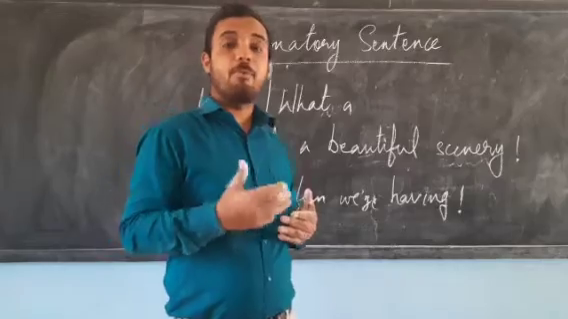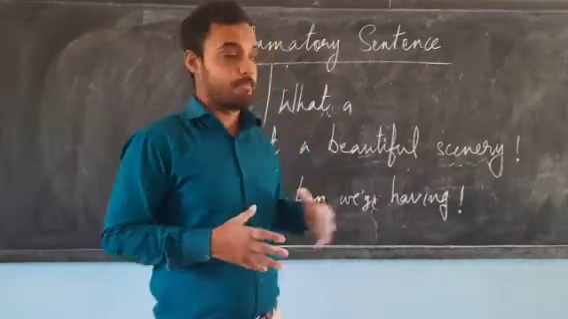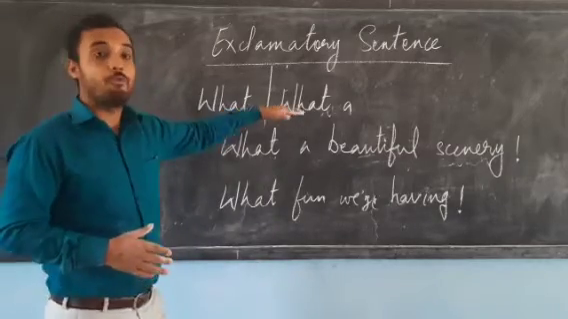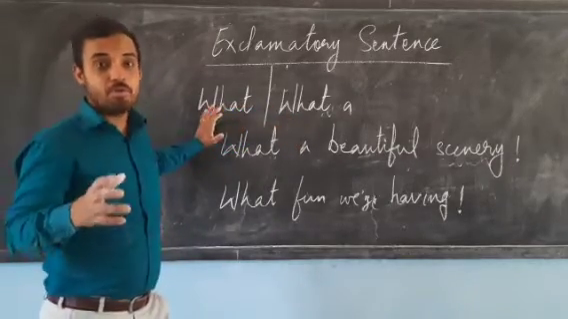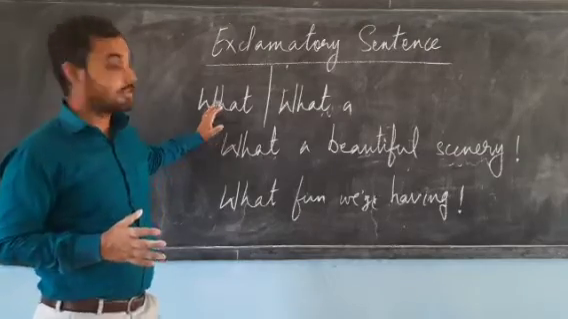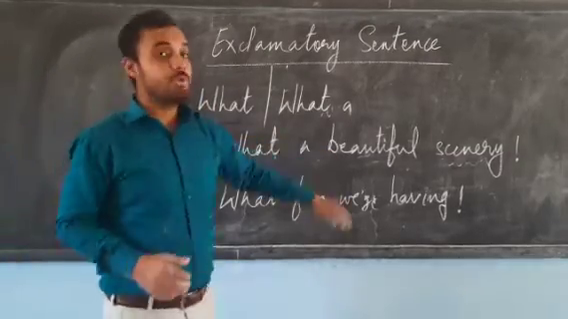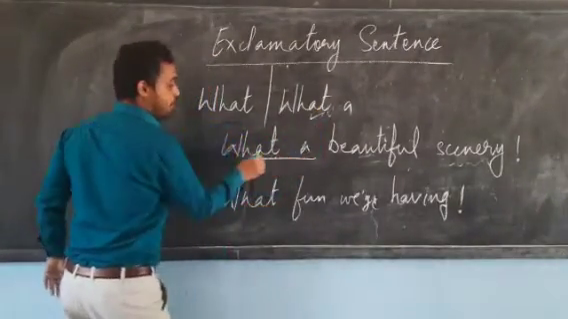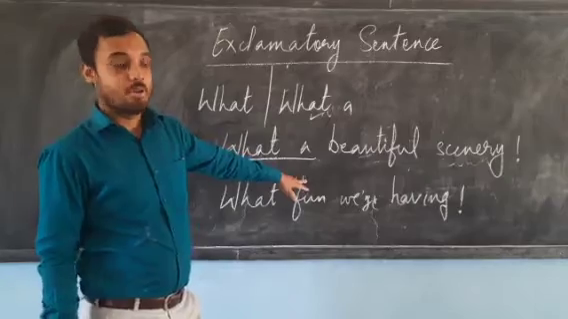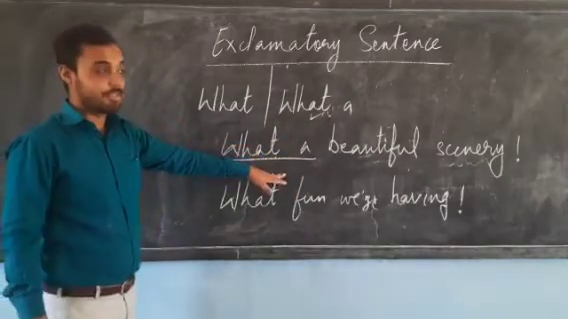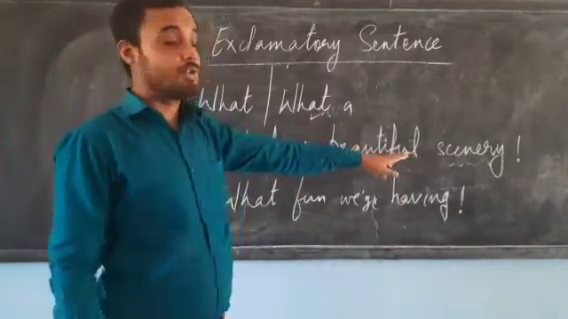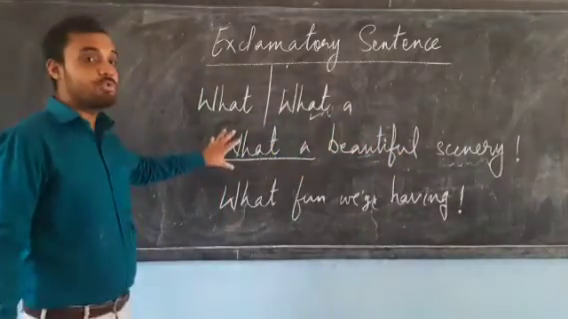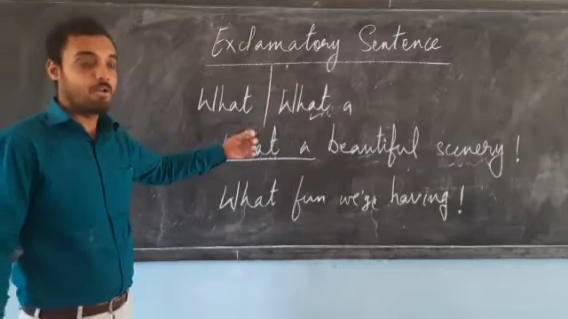Now, the rules for forming exclamatory sentences are here. We can add the word what, or what a, before a noun to form an exclamatory sentence. Example: What a beautiful scenery! We have used what a before a noun to make it an exclamatory sentence. And at the end of the sentence, you can see that we have put an exclamation mark.